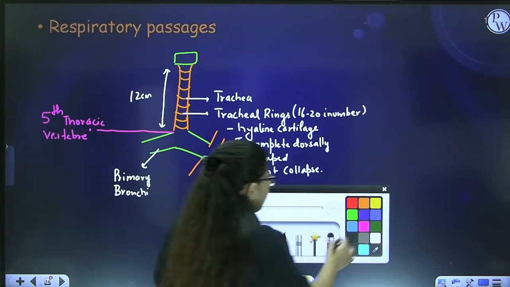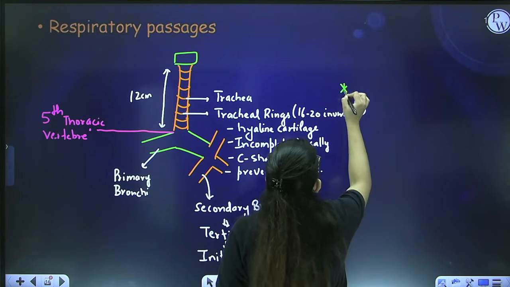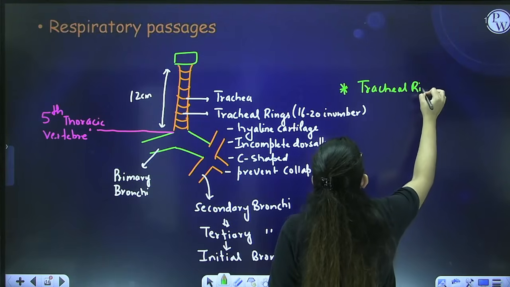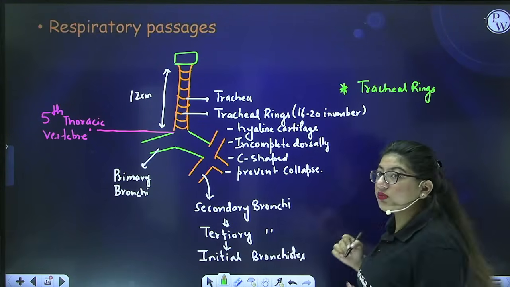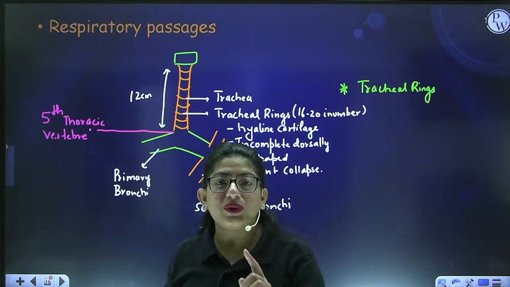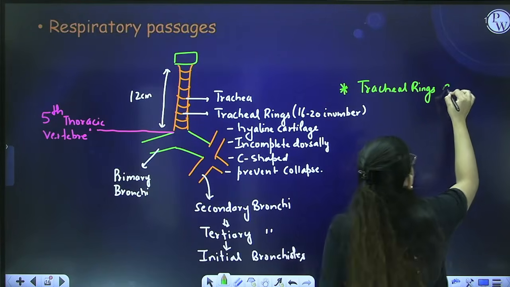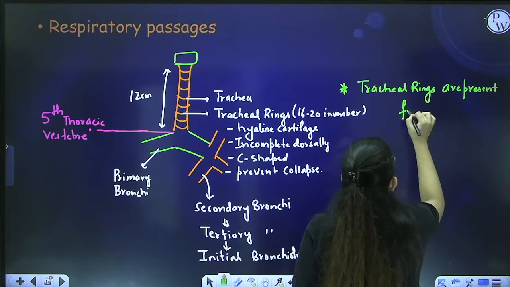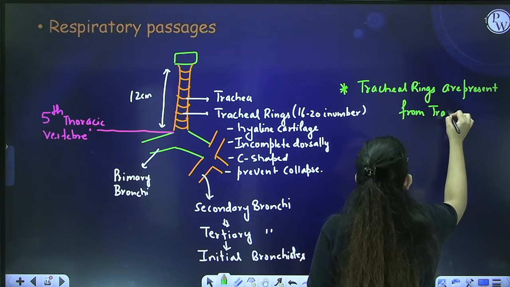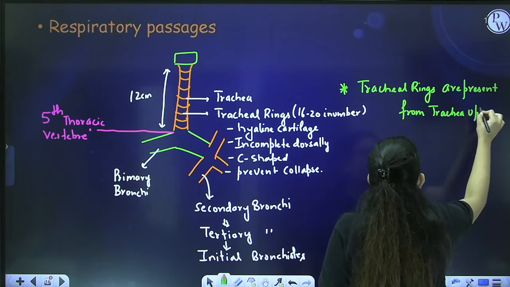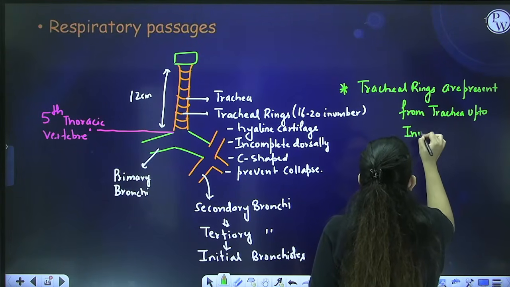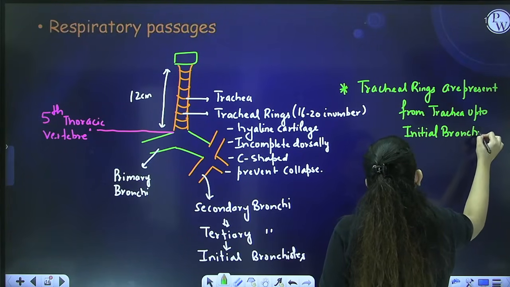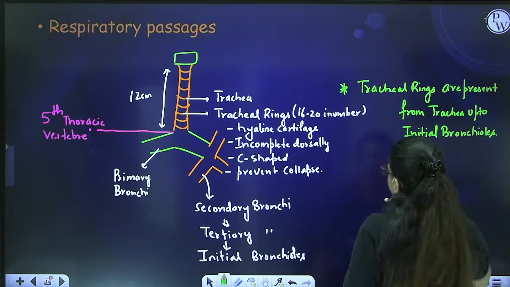So remember, guys, these tracheal rings are not just present in the trachea. We assume they are present in the trachea only, but no, the tracheal rings are present from trachea up to initial bronchioles. All right. Okay.